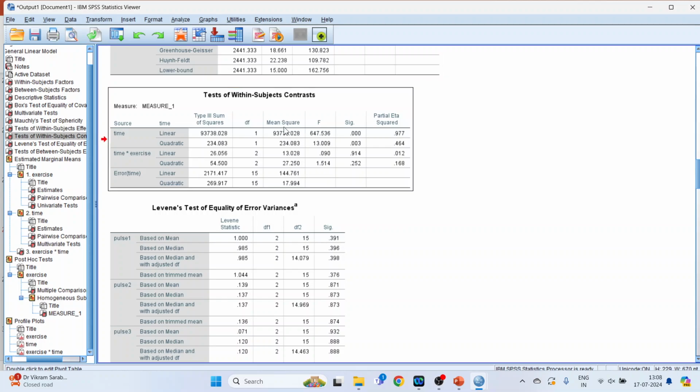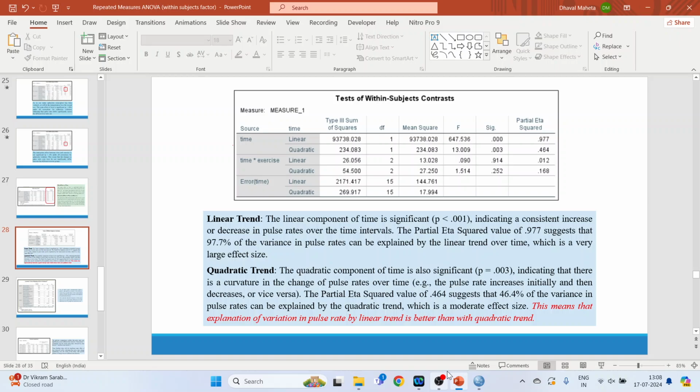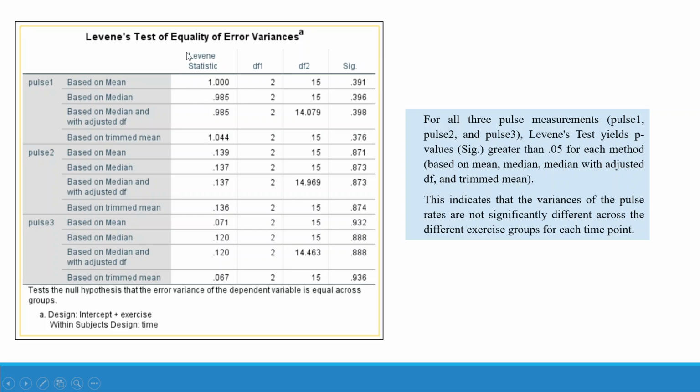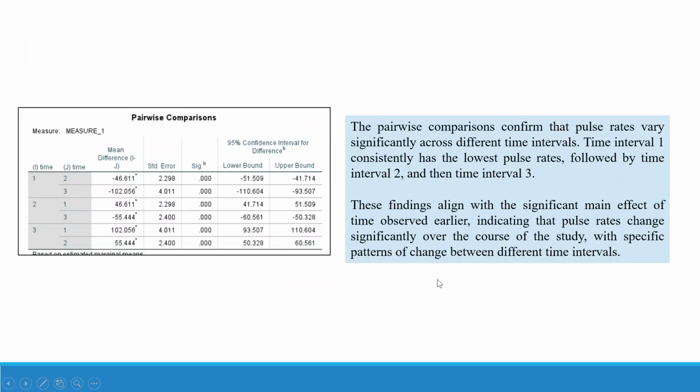Here it is. Right click and copy the next table. The next table is of Levene's test of equality of error variances. For pulse 1, see the Sig value, pulse 2, pulse 3. For all three pulse measurements, Levene's test yields a p-value greater than 0.05 for each method. This indicates that the variance of the pulse rates is not significantly different across the different exercise groups for each time point. So this is desirable. This is necessary to be achieved.